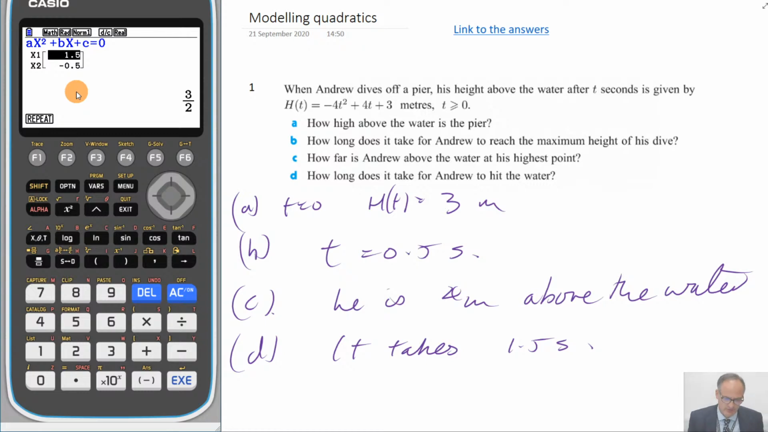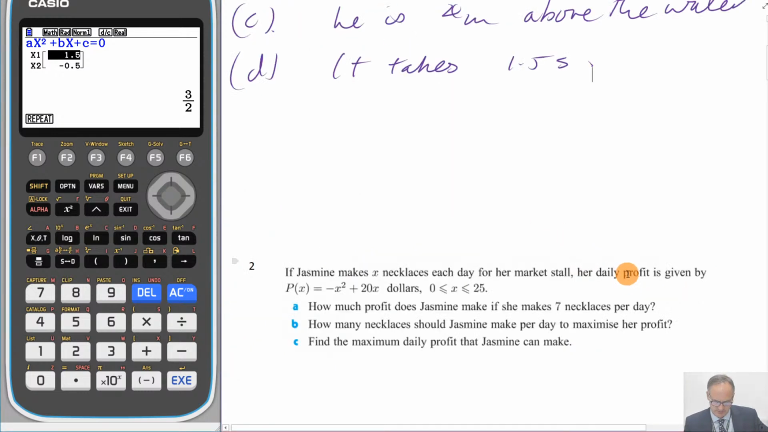Bearing in mind the course, the IB SLAPS course is dependent on using your calculator. They expect you to use your calculator. So notice very little working here. We just use the calculator all the way through on this question.